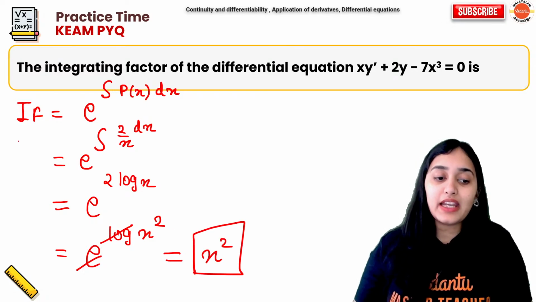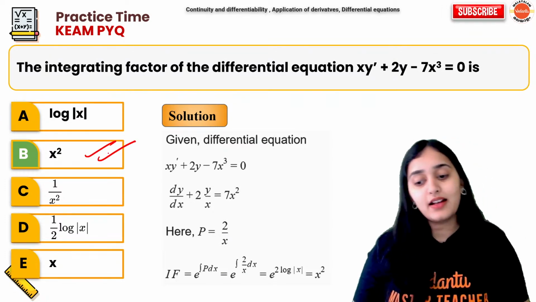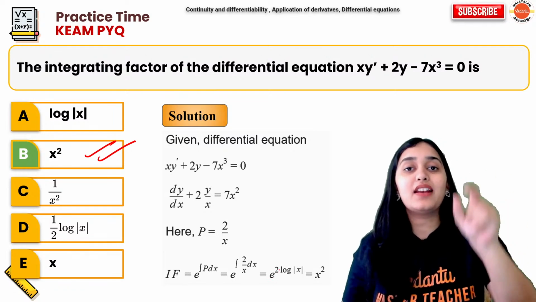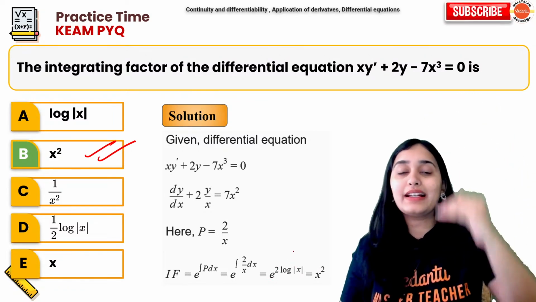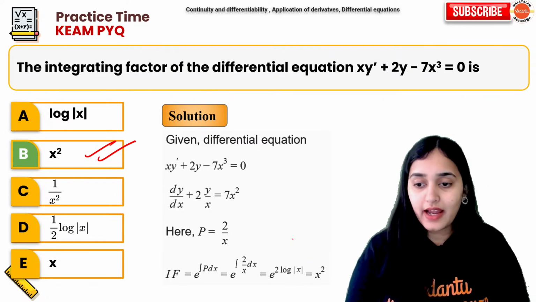So what is our integrating factor? X square. That is the answer. So always remember, if you have e to the power log, e and log get cancelled and directly the function is your answer. Alright.